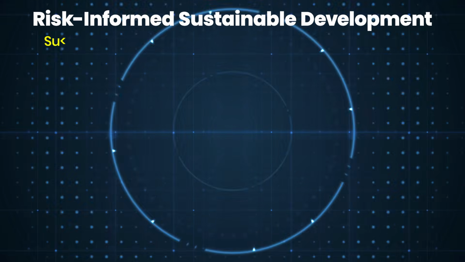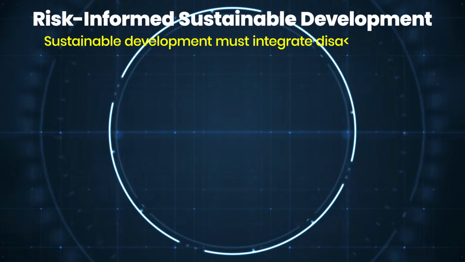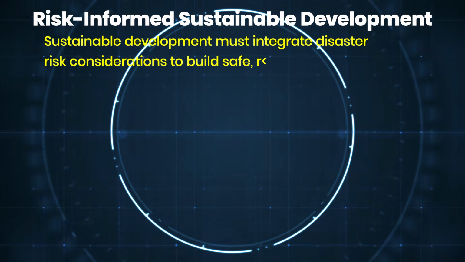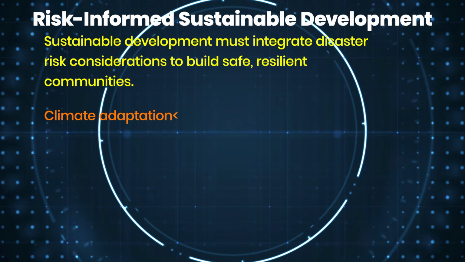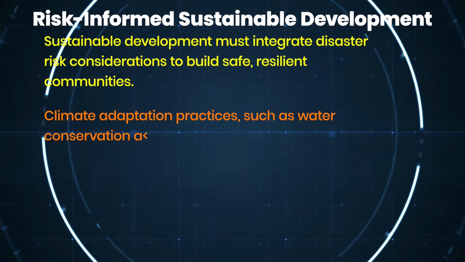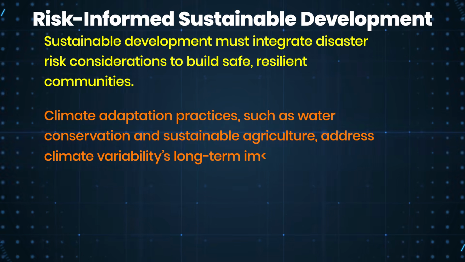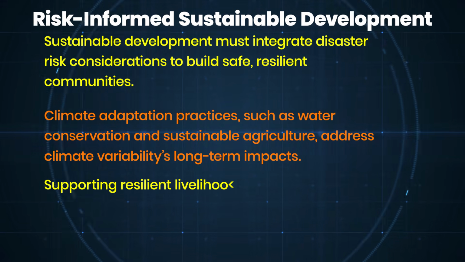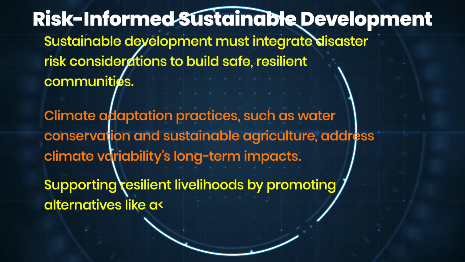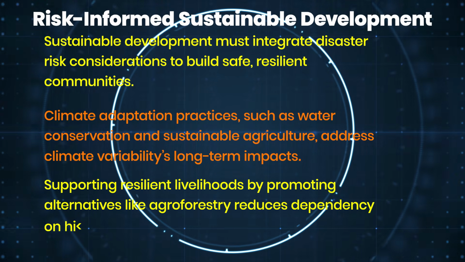Now let us talk about risk informed sustainable development. Sustainable development must integrate disaster risk consideration to build safe, resilient communities. Climate adaptation practices such as water conservation and sustainable agriculture address climate variability's long-term impacts. Supporting resilient livelihoods by promoting alternatives like agroforestry reduces dependency on high-risk activities. For example, agroforestry in flood-prone regions provides diversified income while improving environmental resilience.